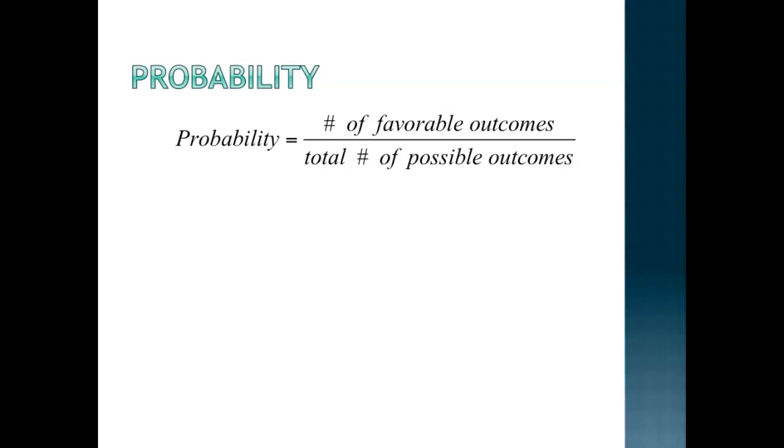You might have an area problem, where you might need to look at the area of a certain shape and put it over the area of the entire space. So probability will really depend on the problem, but it's always going to be the number of favorable outcomes over the total number of possible outcomes. But the number could be an area, or it could be a degree.